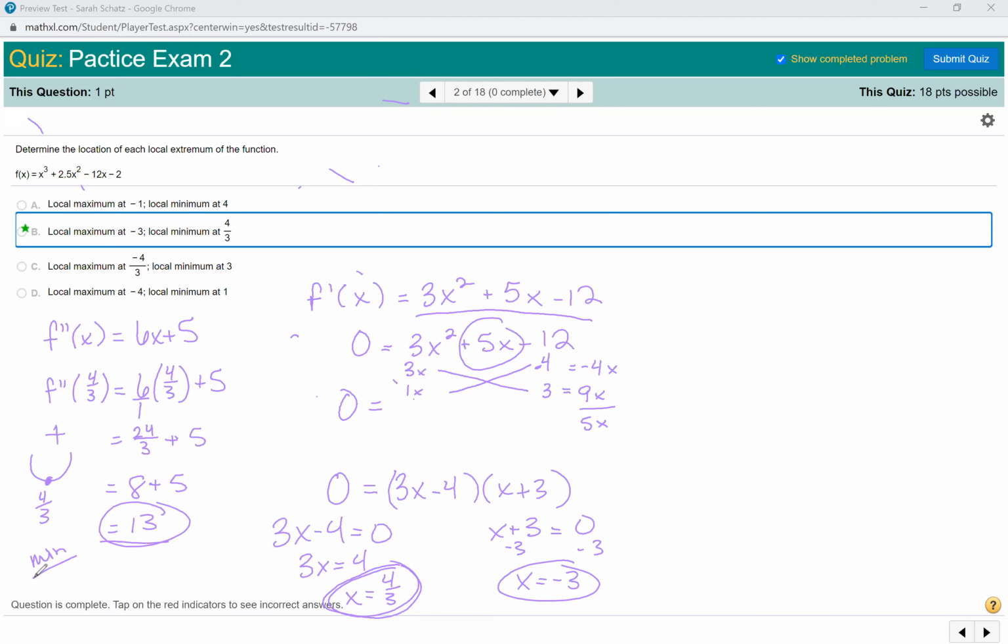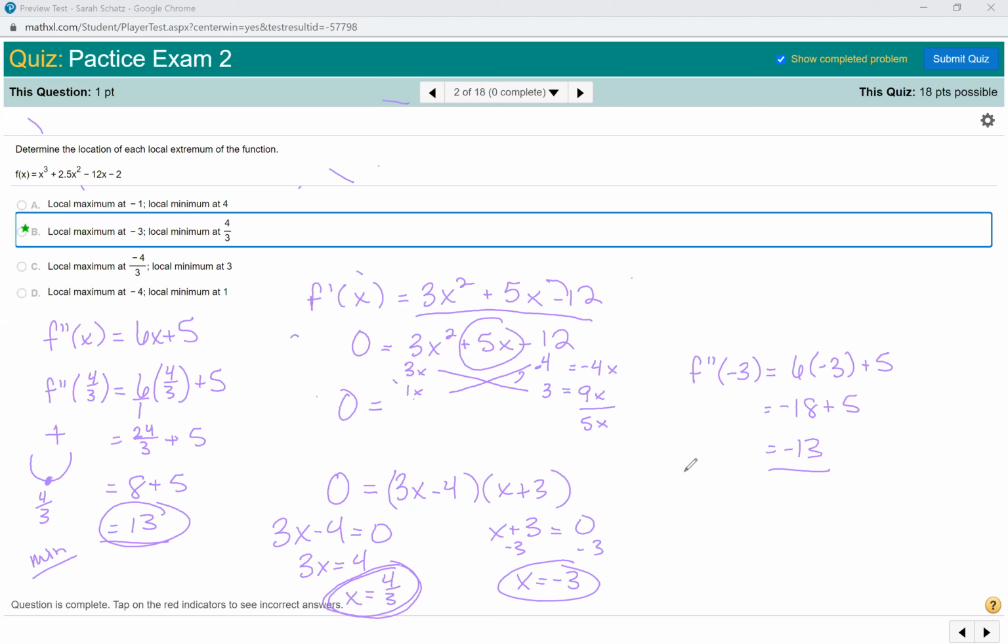And then let's go ahead and test the other one. Honestly, that's probably enough information to get you the right answer, seeing as it's multiple choice. But let's use the test on -3. So you would put -3 into this second derivative and get -18 plus 5 and get -13.